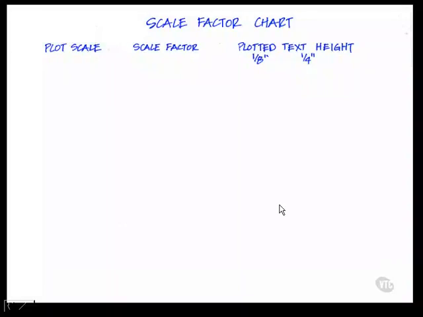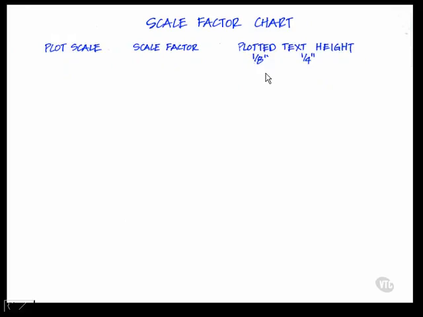Once you begin to calculate the scale factor for all of the architectural scales you'll be using, you then create what's called a scale factor chart. And as you can see, the columns at the top, the one on the left-hand side is the plot scale. The one next to that, to the right, is the scale factor. And then to the right of that, I have indicated plotted text height.